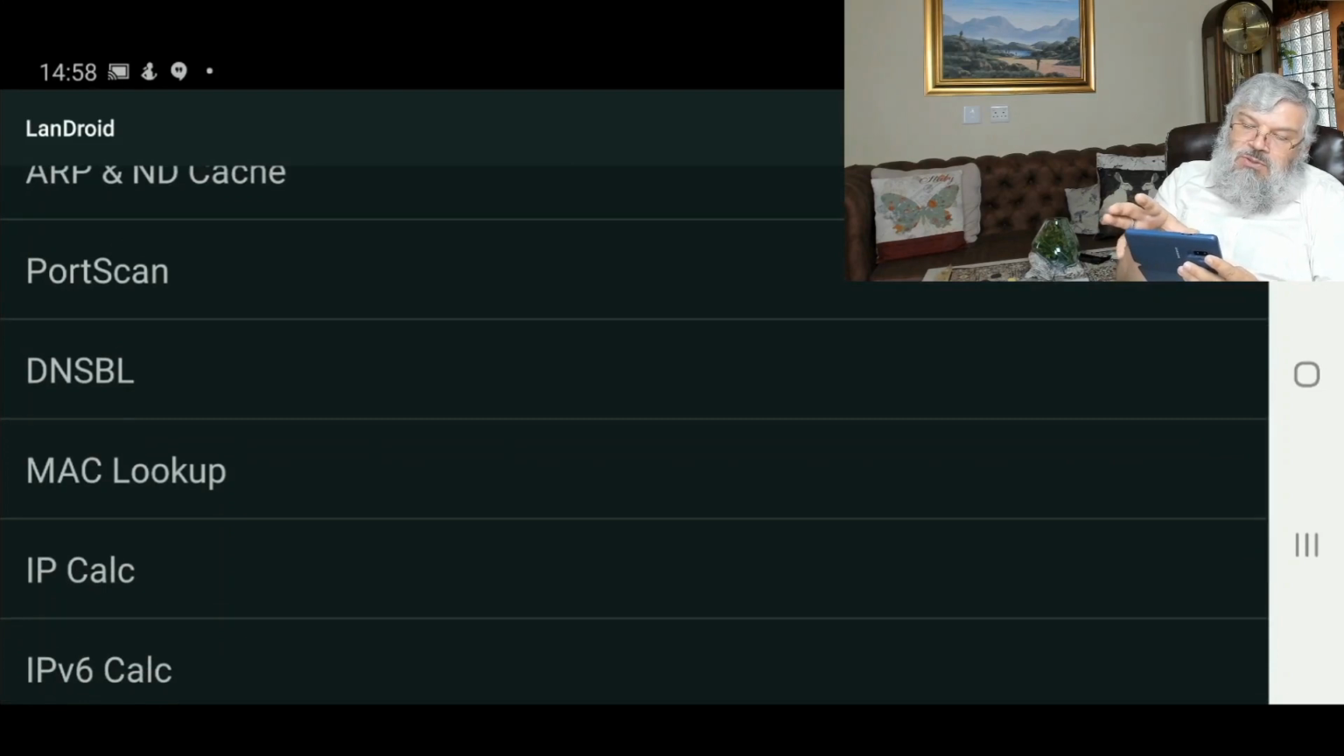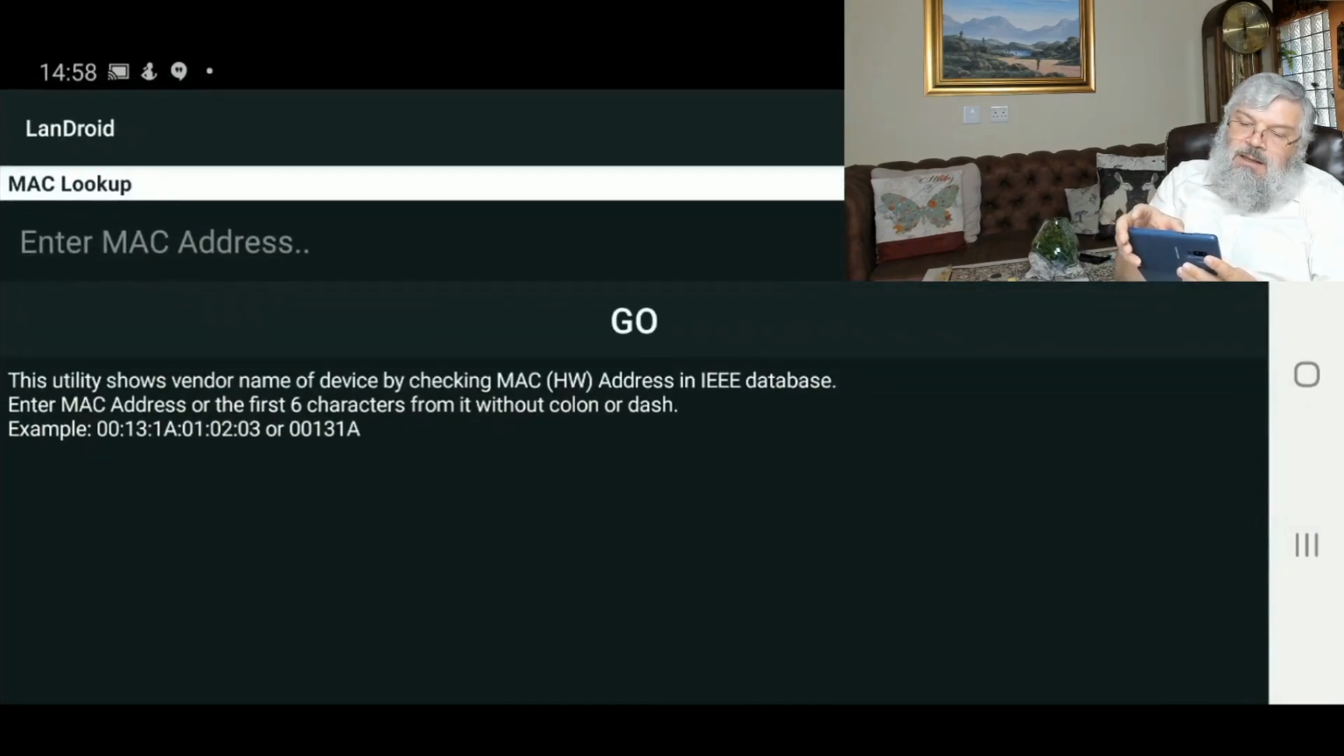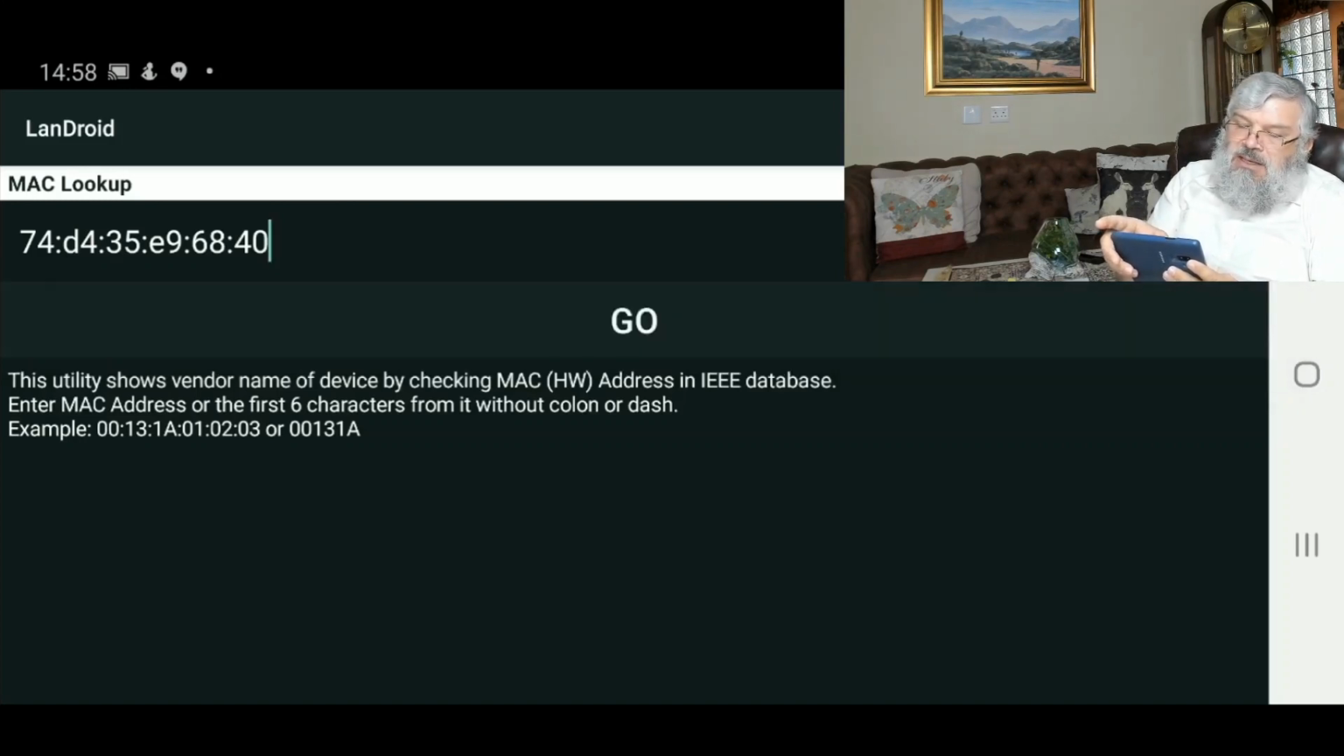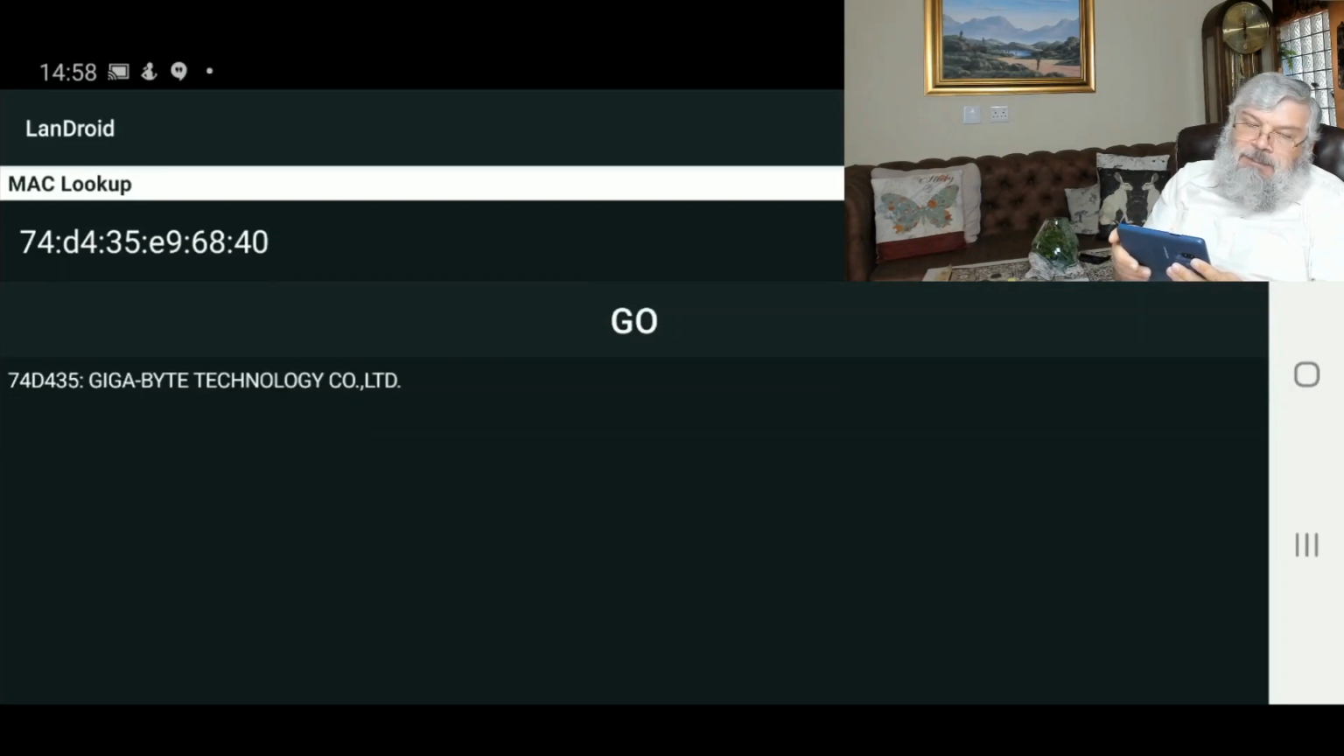The one that I want to look at now, because it deals with the topic we are talking about, is MAC lookup. There you can enter the MAC address. What I've done is I've copied and pasted the address that we used earlier so that you don't have to wait for me to type it in. And I can now say go. It does a lookup, and what you can see there is that once again we get gigabyte as the response.